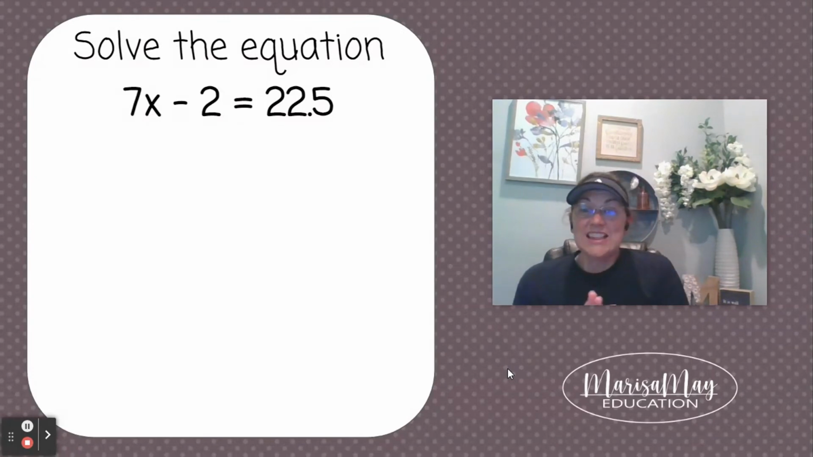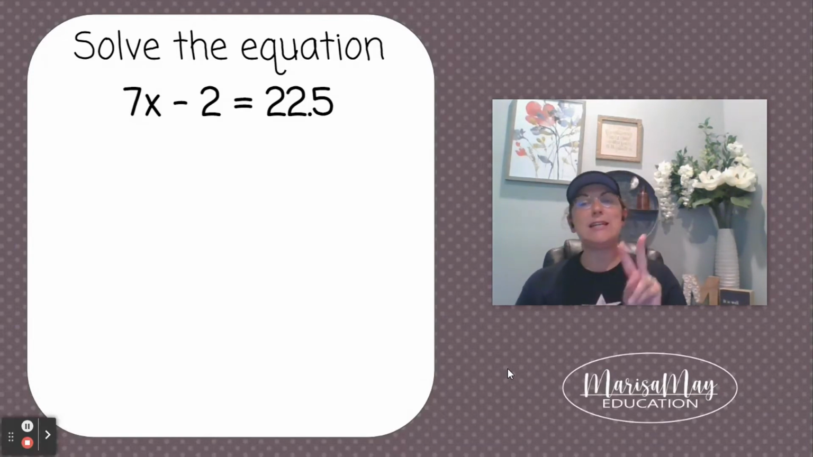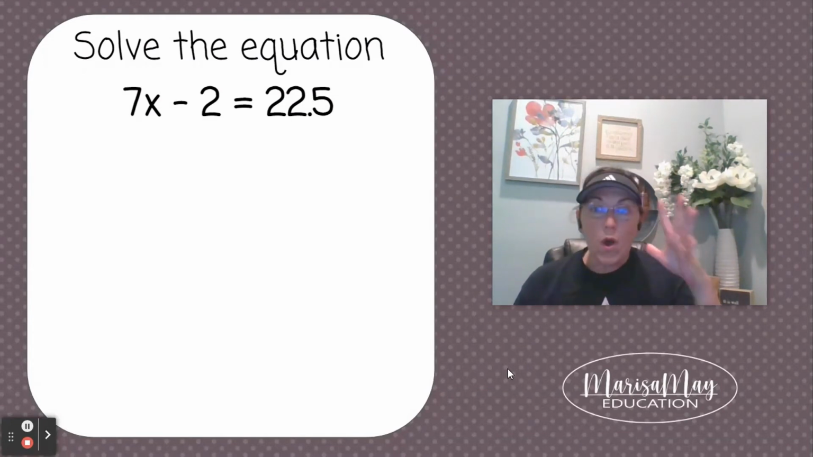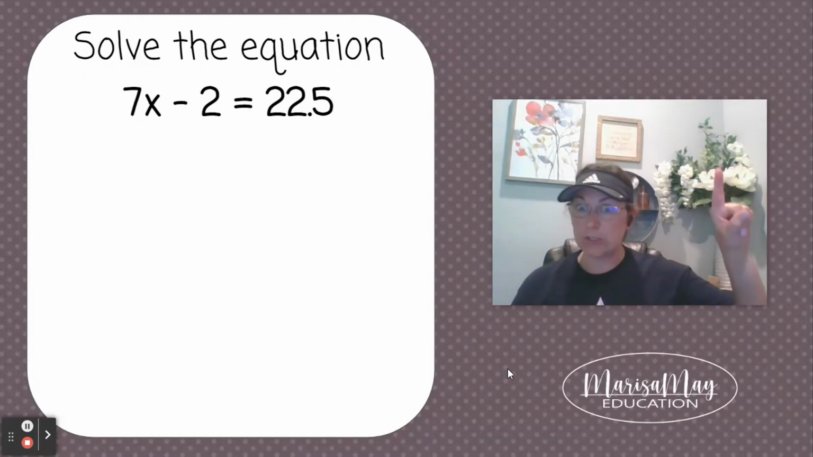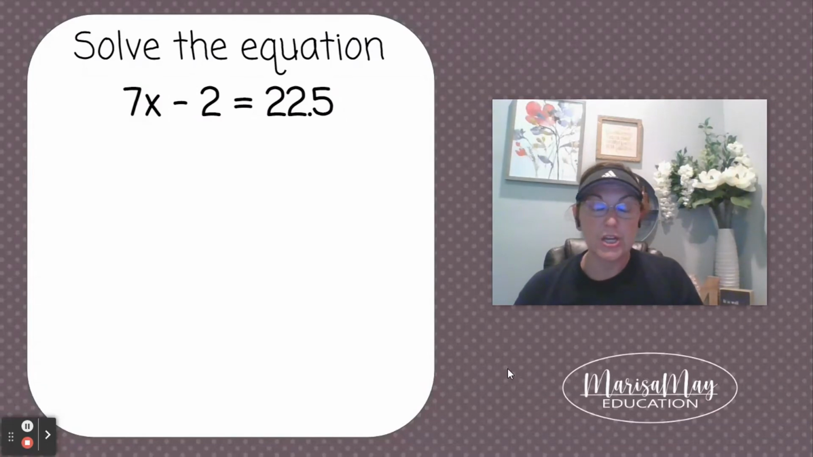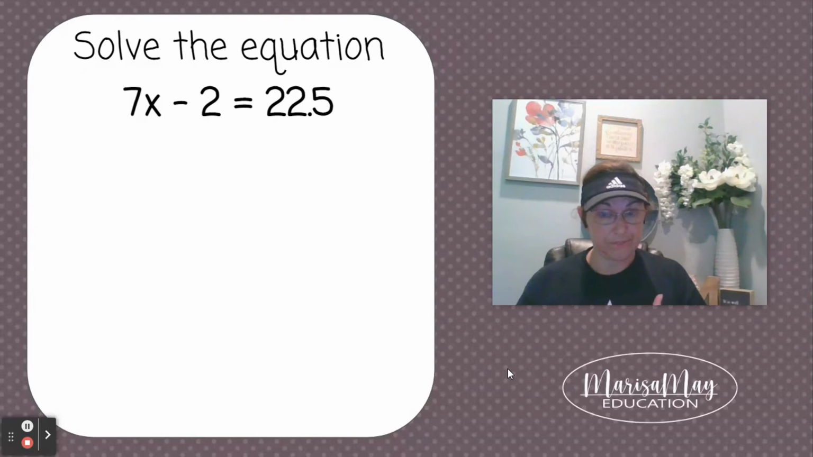All right, let's move on to a two-step equation. You may be saying, Dr. May, well, what is a two-step equation? A two-step equation is where you see two things happening to the variable. So again, we go back to that original question. What is happening to the x here? Two things. It's being multiplied by 7. It's being subtracted by 2. So we have two things to undo, okay?